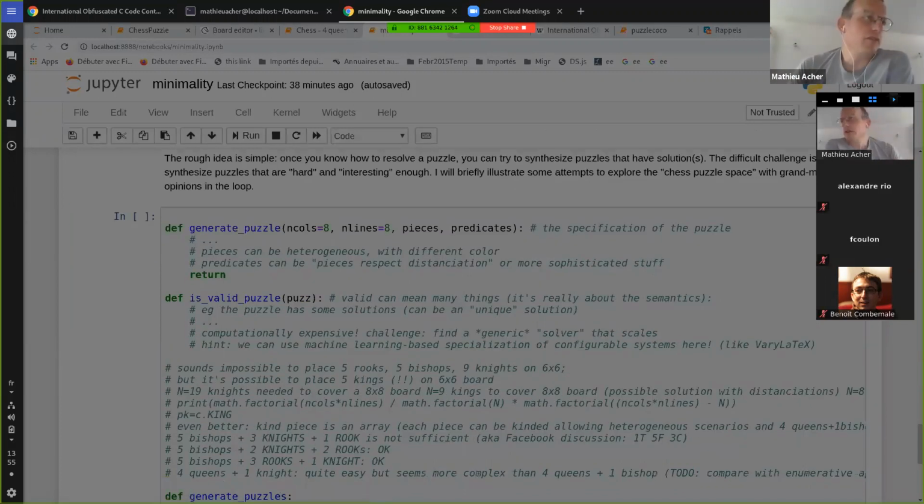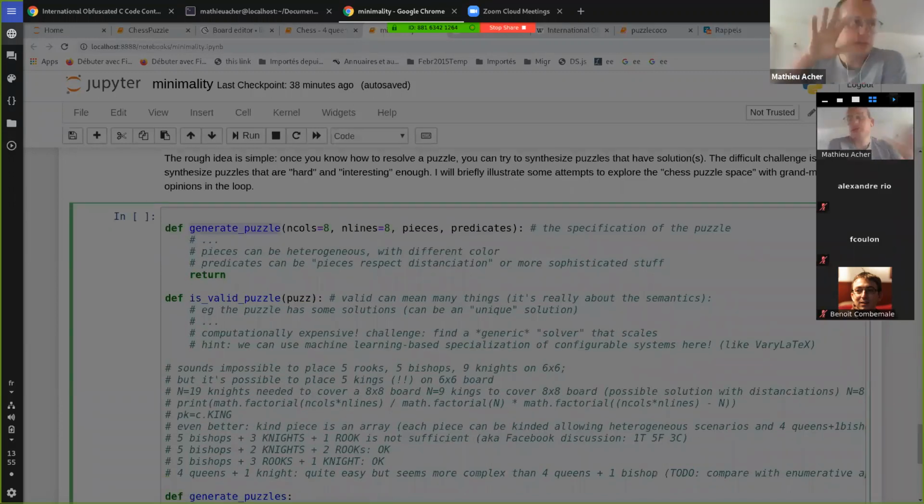So you have a function generate puzzle. So in the specific case of chess, you take different inputs. That's the specification, that's the DSL program: number of columns, number of lines, the pieces you want. And the pieces can be heterogeneous, so it can be not only queens, but also queen with rook or king, etc. And then the predicate of your puzzle, so the properties that you should respect.